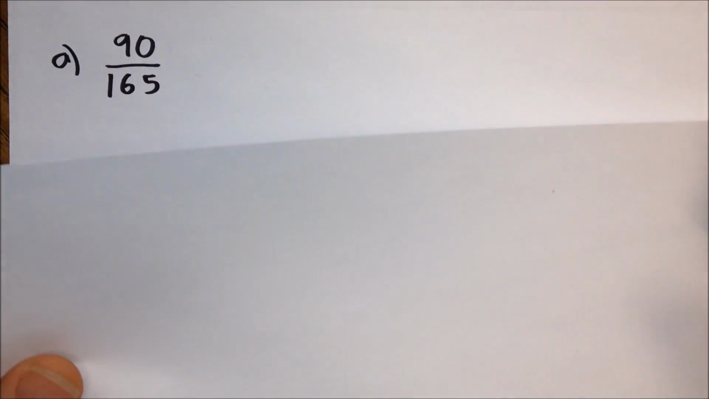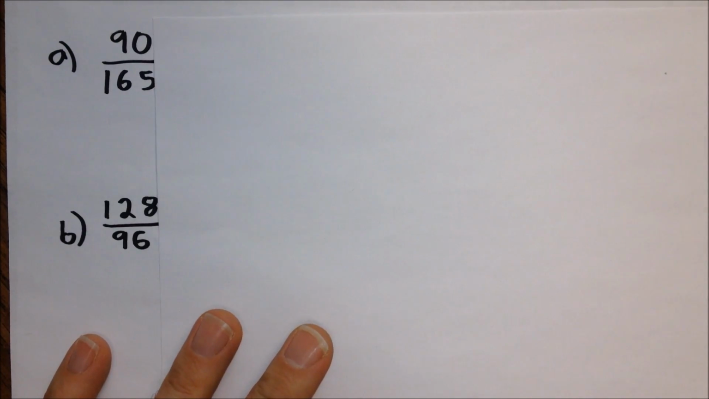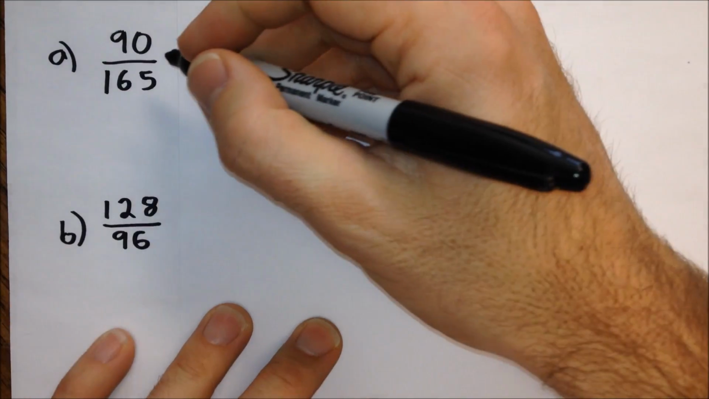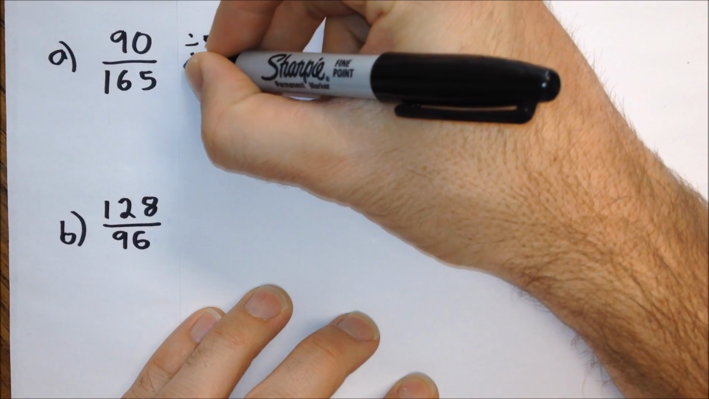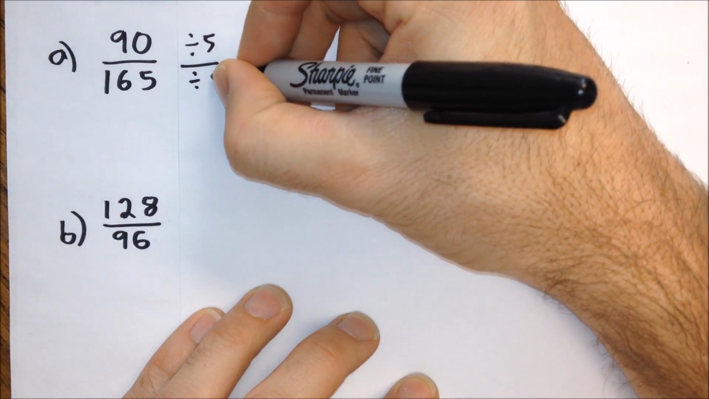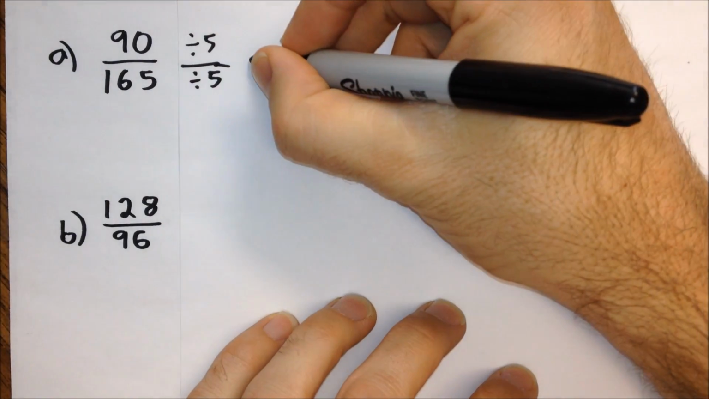All right, thank you. We're back. Let's now try this first problem and see if we can get the correct answer on it. So I'm going to have 90 over 165, and let's write it right up here. The way that I'm going to solve it is I'm going to divide both by 5 because I realize that 90 and 165 both have a factor of 5 in them. And so let's do that and see how that goes.